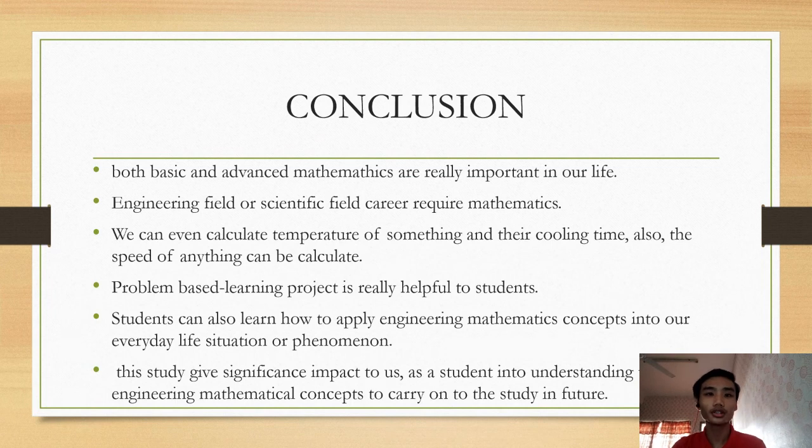I will move on to the conclusion of this study. To conclude this study, both basic and advanced mathematics are really important in our life. Engineering and scientific fields require mathematics to solve problems, and without mathematics there would not be smartphones, television, stereo systems, video games, computers, or anything electronic. It is because mathematical principles, dimension and limit calculation, variations, and all other principles and concepts are important to have the technology.